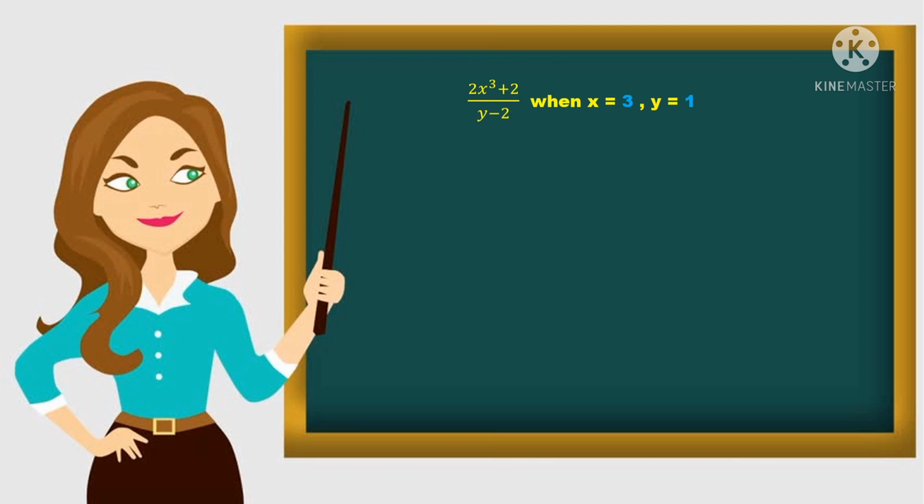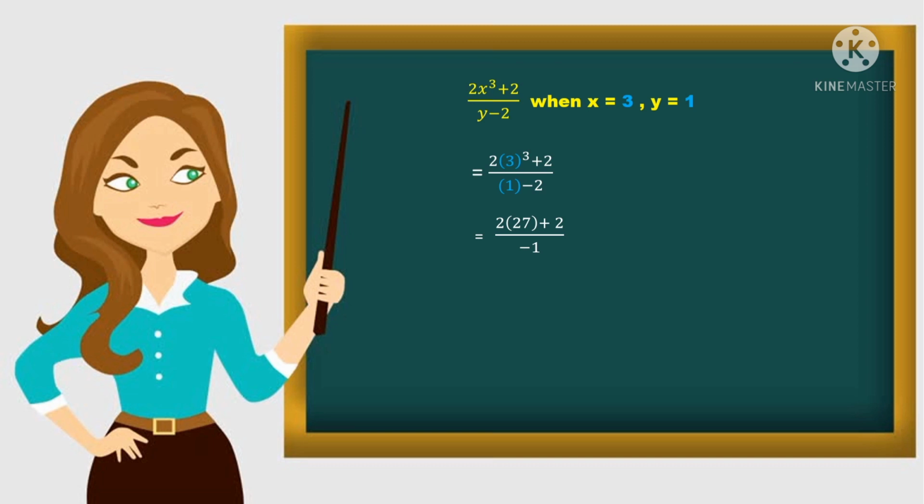Another example, so it's a fraction. 2x cubed plus 2 over 1 minus 2 when x is equal to 3, y is equal to 1. So first step, same procedure as the previous. You have to substitute all the values of our variables. Since the values of our variables are given, you have to substitute them. So 2 times 3 cubed plus 2 over 1 minus 2.